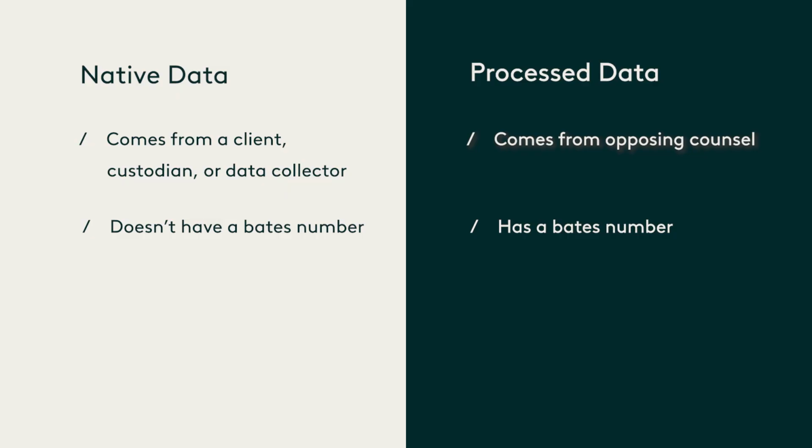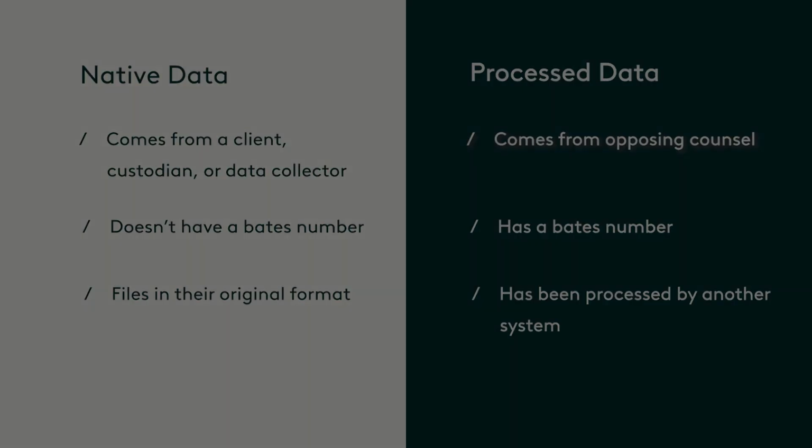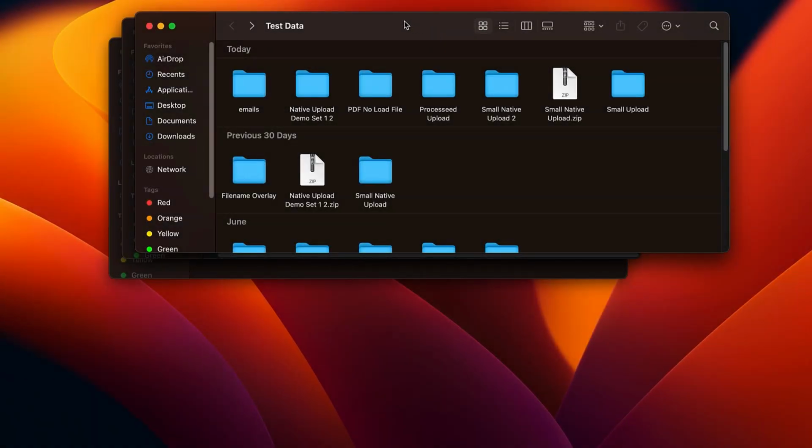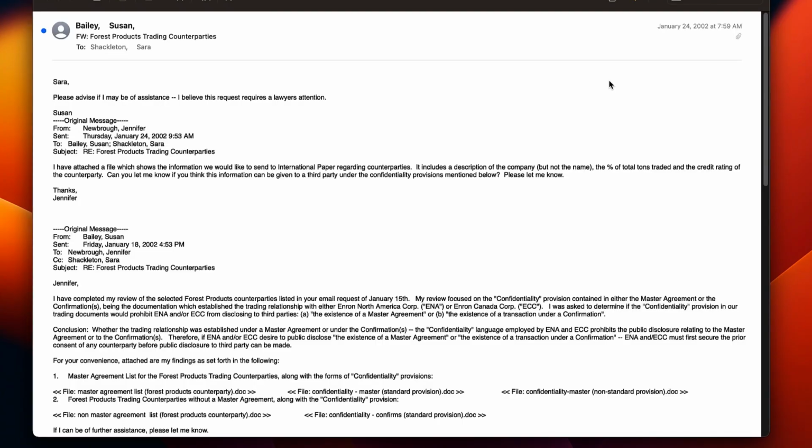Finally, the most certain way to know whether your documents are native or processed is by their format. The definition of native data is files in their original electronic format. This means that the documents have not been altered in any way. Let's use the example of emails. I have a dataset on my computer. When I open up the documents, my computer detects them as emails. If I were to open this one, it would open in an email program like Outlook. Therefore, it's native data because the documents are in their original format, email files.